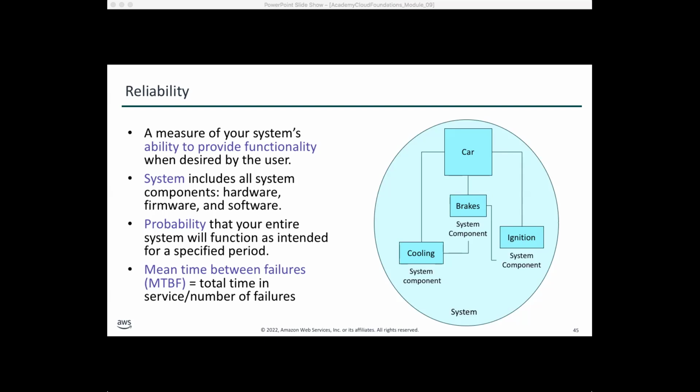One of the statistics used to measure reliability, so to say, is mean time between failures: total time in service divided by the number of failures.